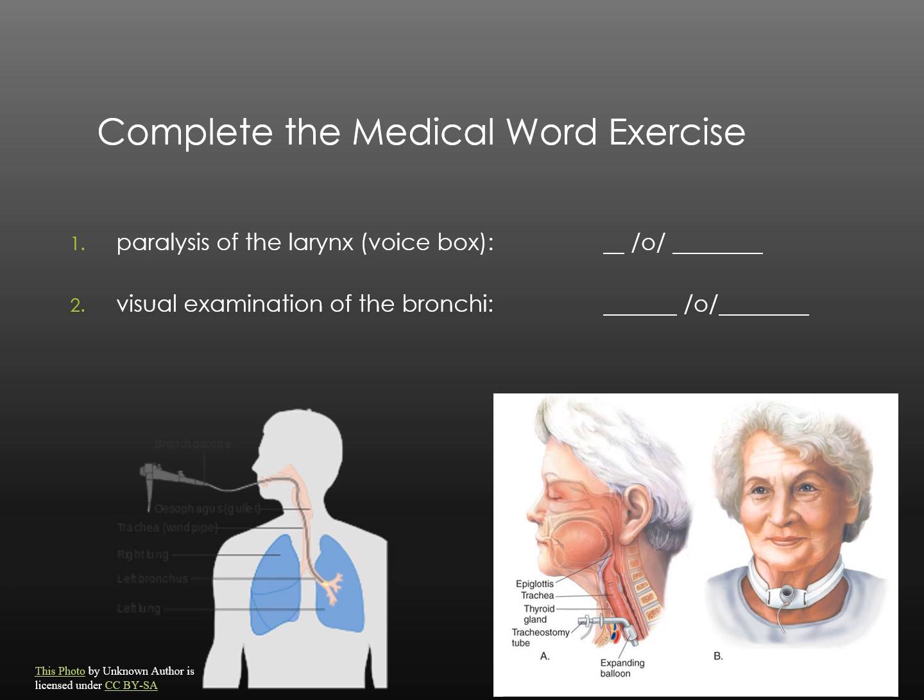Visual examination of the bronchi, like the picture on the left. You see an instrument there entering the mouth, going down the airway all the way to the bronchi. That would be bronchoscopy. And then we have incision of the trachea, as you can see in the image on the right. So incision is tomy. That would be tracheotomy. Okay. All of the suffixes begin with a consonant, which is why we need the letter O.